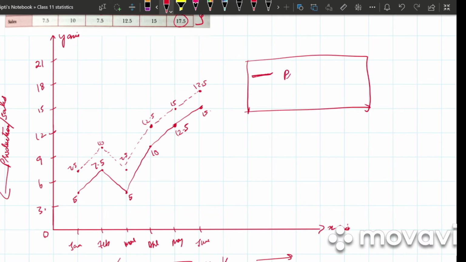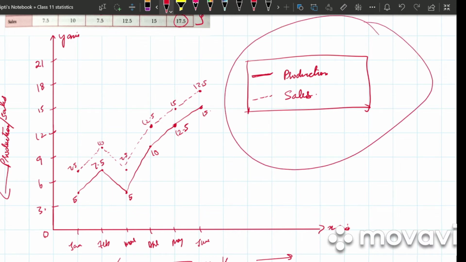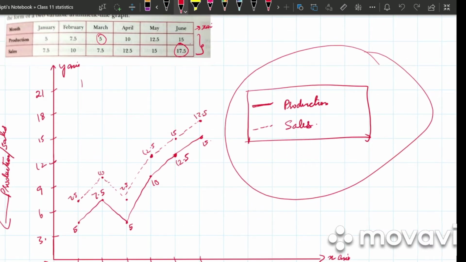Straight line shows production and dotted line shows sales. We need to write this so that it is clear for us to show what we have shown in a graph. So what will be the heading? Monthly production and sales of a factory. It is in thousands, so in bracket you will be writing 000 and thousands.